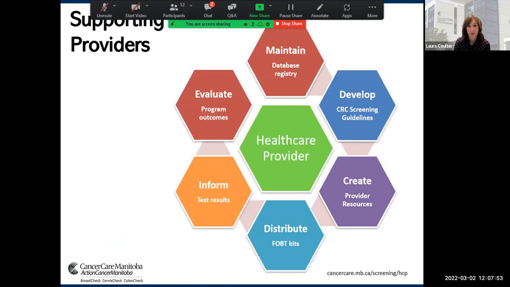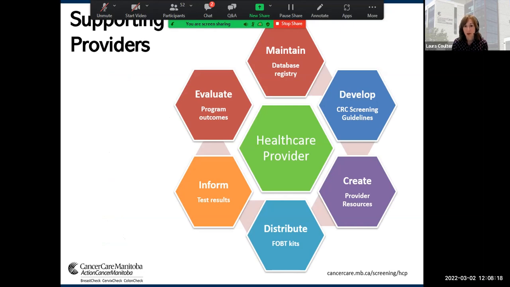ColonCheck supports healthcare providers in accessing care for their patients by maintaining a comprehensive colorectal screening database registry that contains colorectal cancer screening histories of all Manitobans 50 to 74 years of age. We develop and distribute comprehensive CRC screening guidelines that include recommendations on appropriate testing, screening, and surveillance intervals.